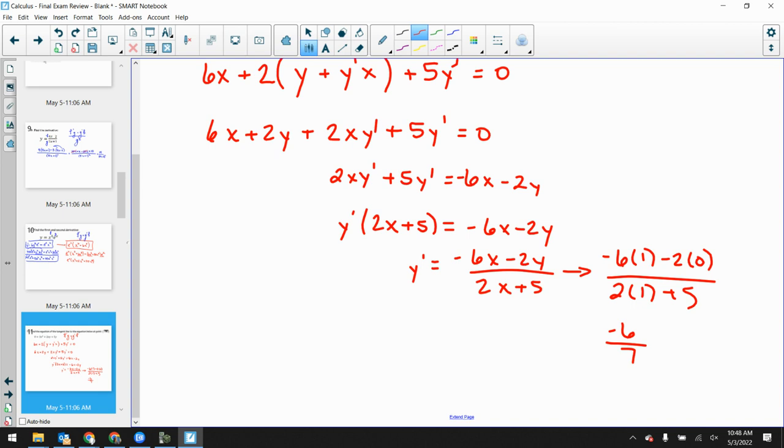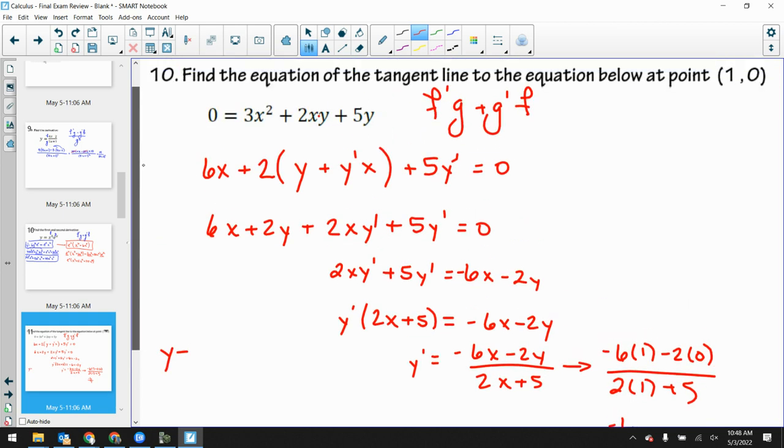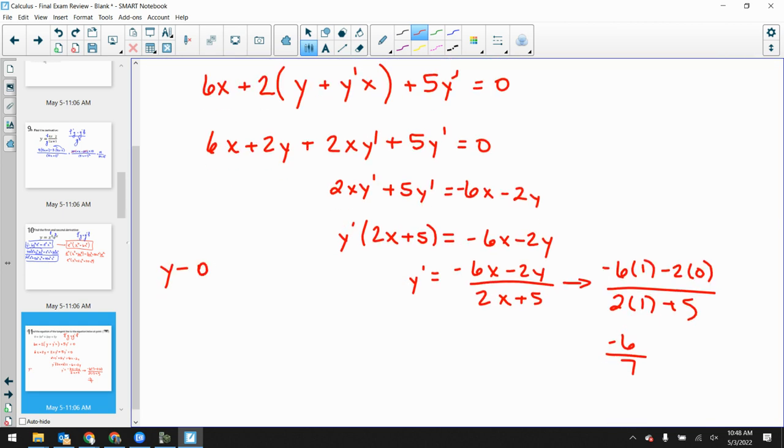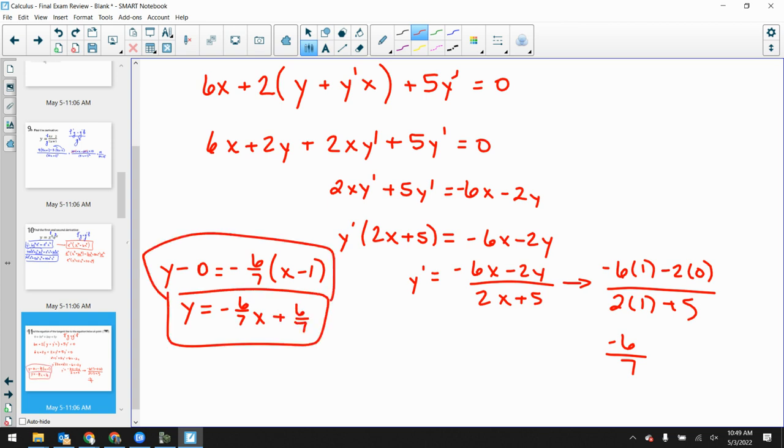Now it says find the equation of the tangent line. So that means I'll just go into point slope and say y minus 0 is equal to negative 6/7 x minus 1. And heck, why not? Let's just simplify it a little bit. y is equal to negative 6/7 x plus 6/7. Honestly, this would have been fine as well.